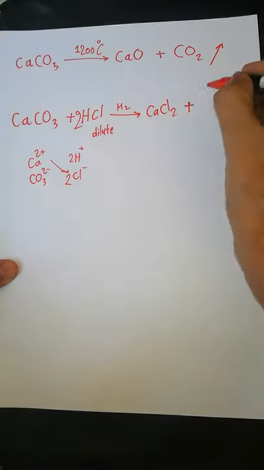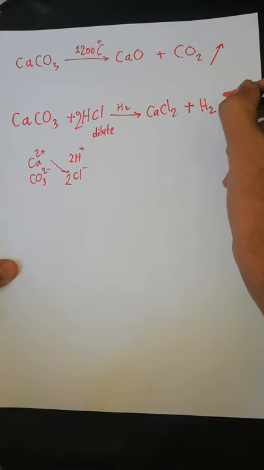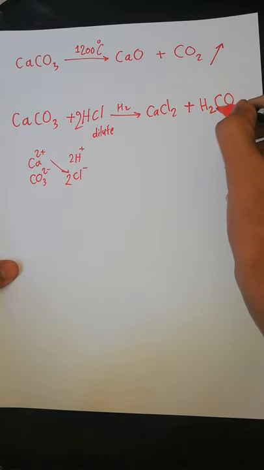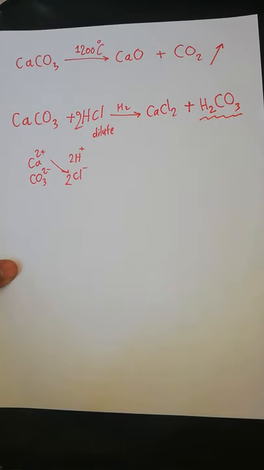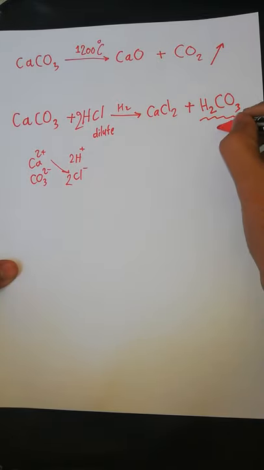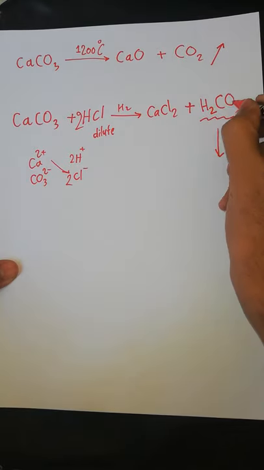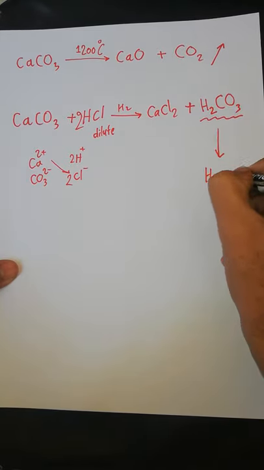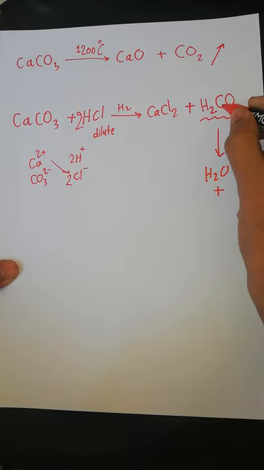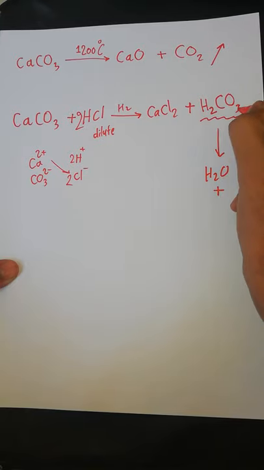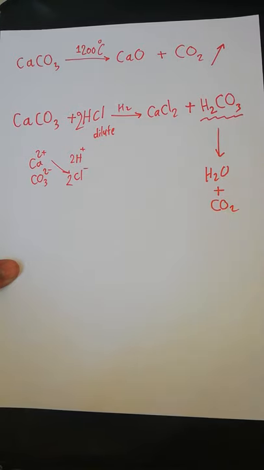Hydrogen 2H will become H2CO3. H2CO3 is carbonic acid. It's an unstable compound. This carbonic acid is an unstable compound, and it will decompose into water and carbon dioxide. H2 will take one oxygen, becoming H2O, plus H2 will take one oxygen, becoming H2O. What will remain? One carbon and two oxygen, CO2.